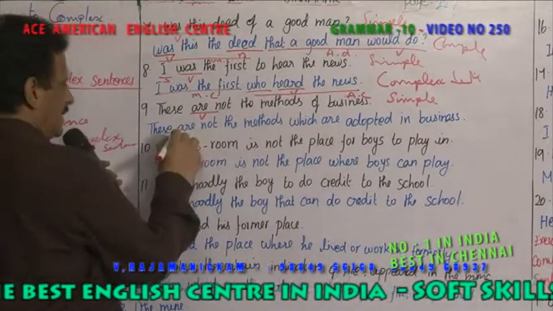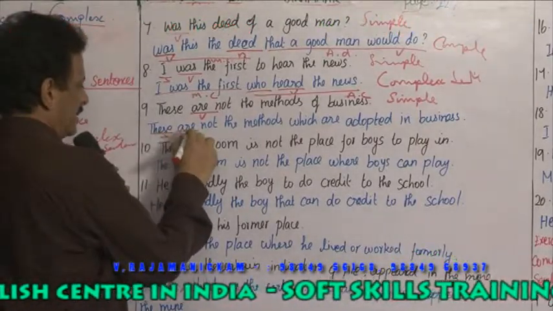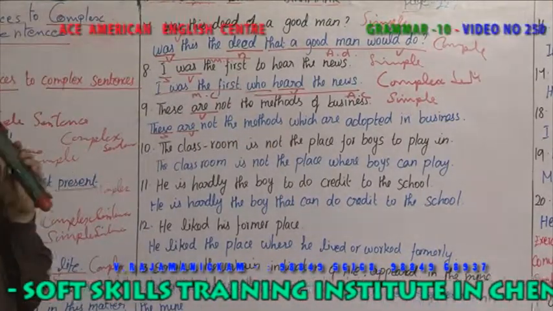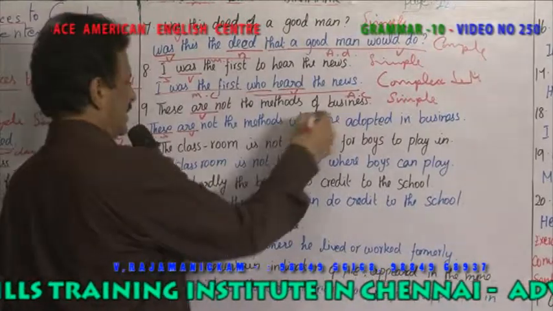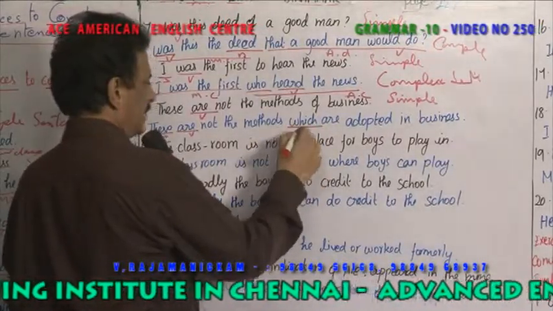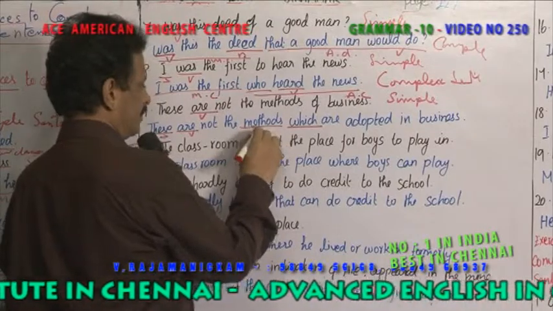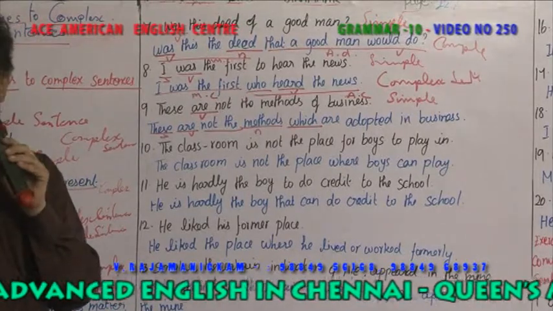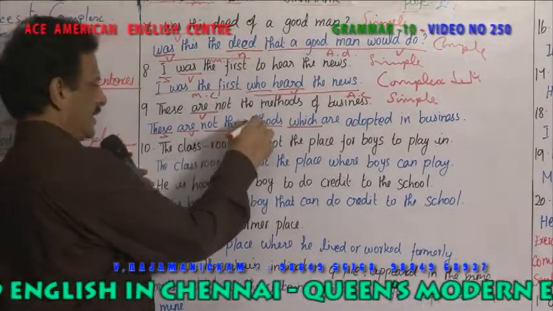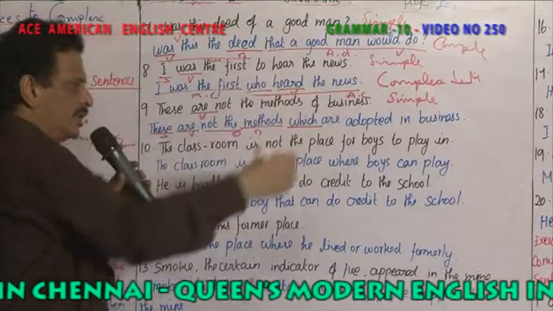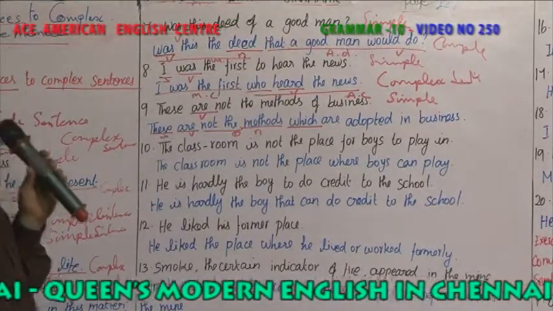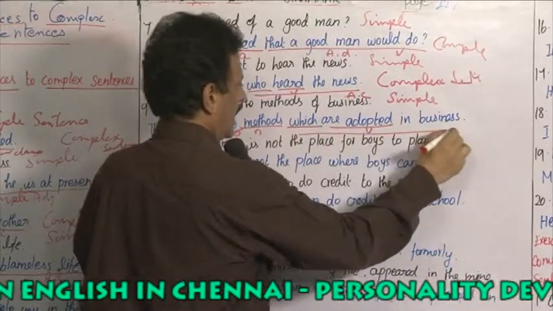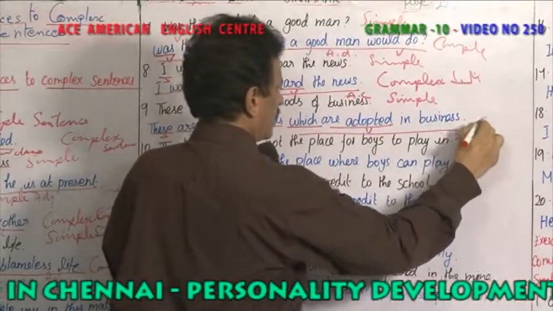These are not the methods. So this is the subject, are is the verb, not the methods, right? These are not the methods which are adopted in business. So this which stands for what? Anybody? For the methods, noun, methods is the noun. Not the methods is the object. In the object, there is a noun, methods. The description about the methods is in a sentence, which are adopted in business. So, are adopted is the verb. So, this becomes an adjective clause. So, it is a complex sentence.